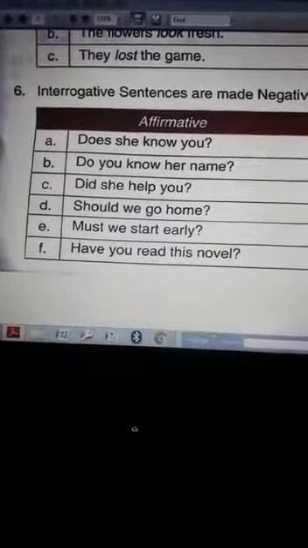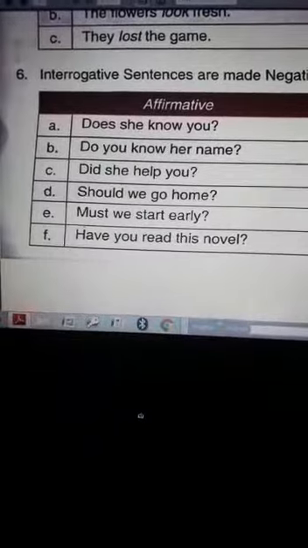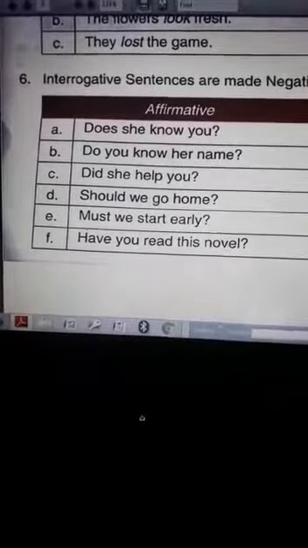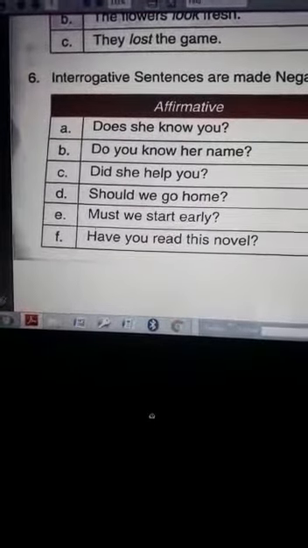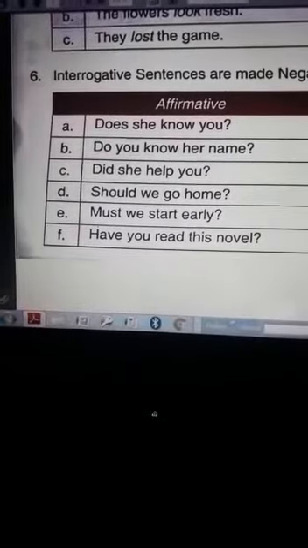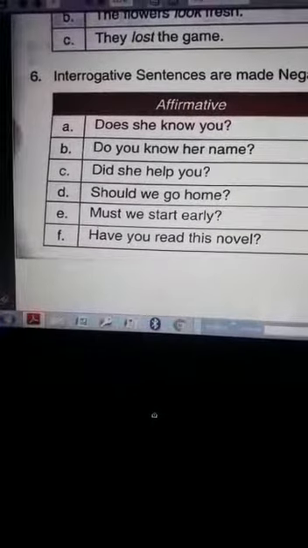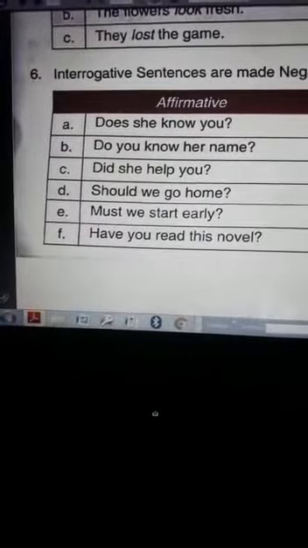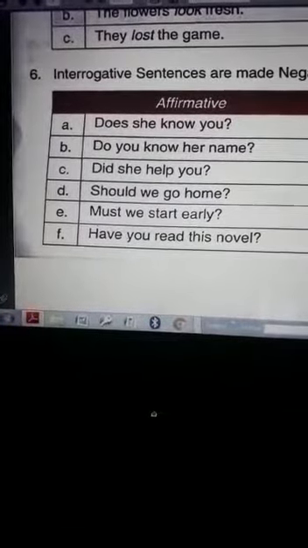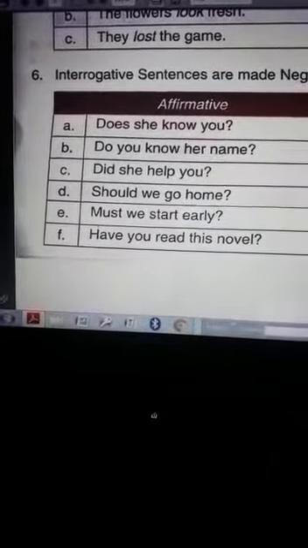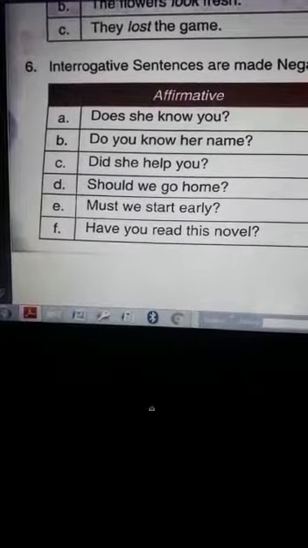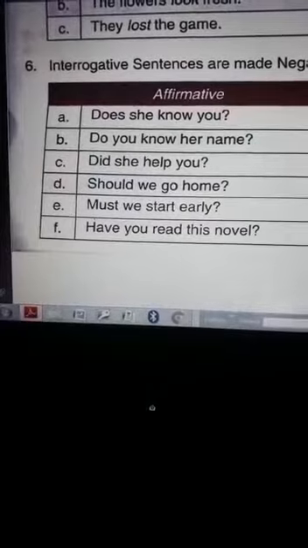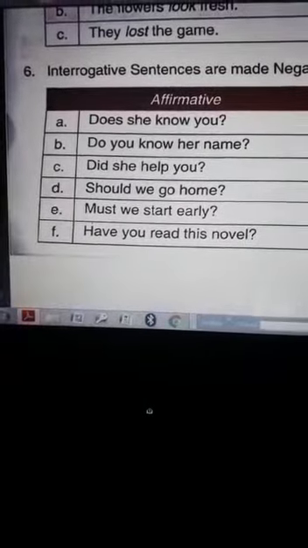Now, in the first sentence, the subject is she. In the second, the subject is you. In the third, the subject is she. Fourth, we. Fifth one, again we. And in the last one, the subject is you. Interrogative sentences are made negative by adding not after the subject. So the first sentence will be converted into negative form by adding not after she. See this: Does she not know you? Like this.